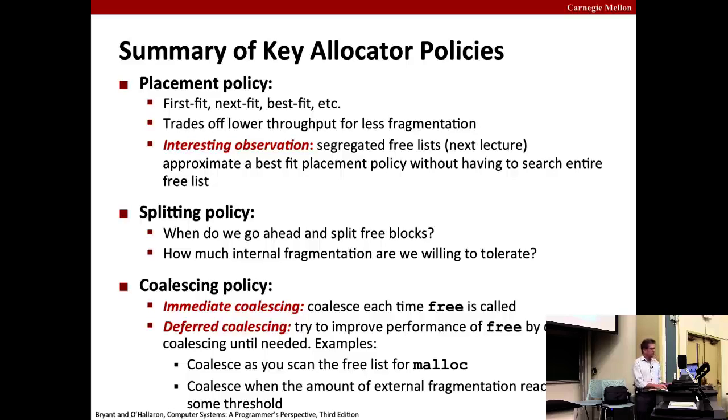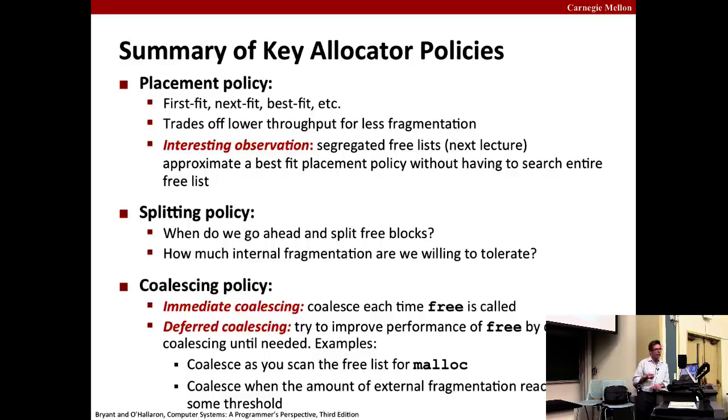And generally, these things trade off throughput for fragmentation. Right? So the faster versions, if you're willing to deal with lower throughput, like in the case of best fit, then you can get better memory utilization.